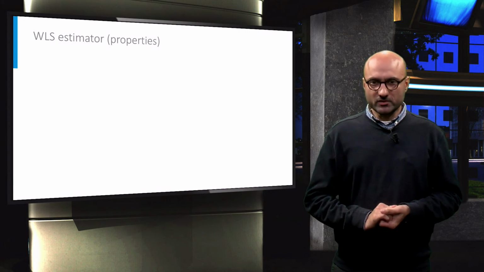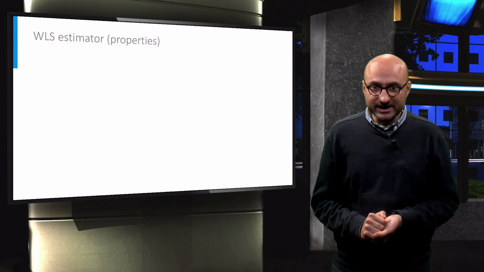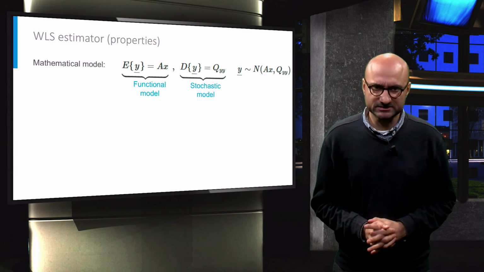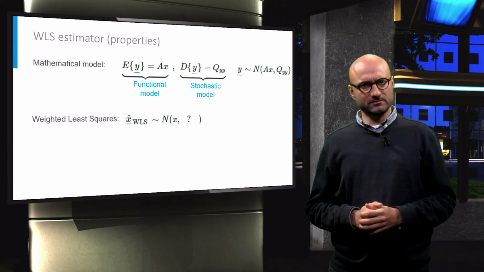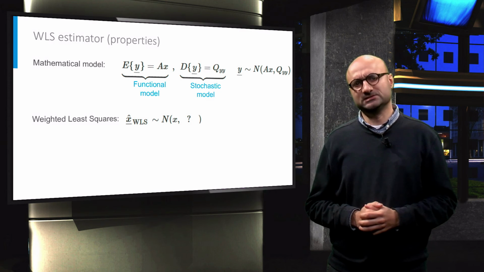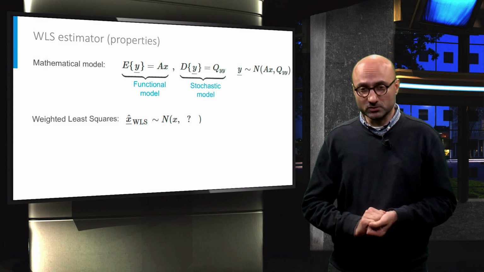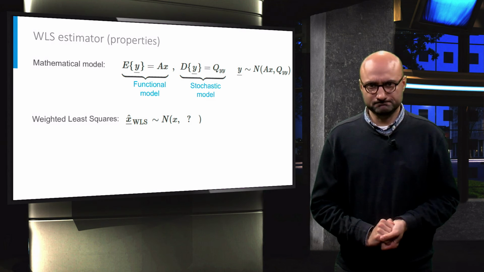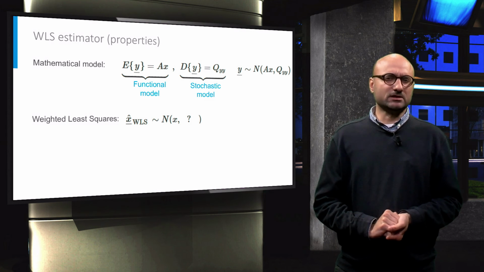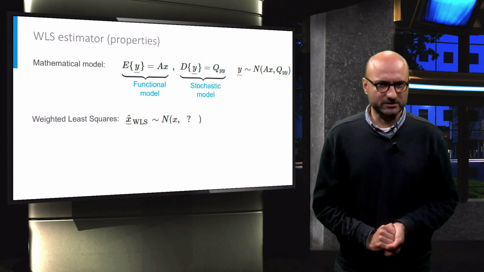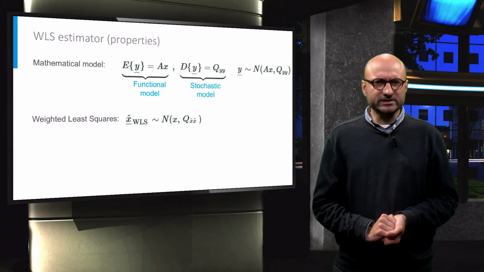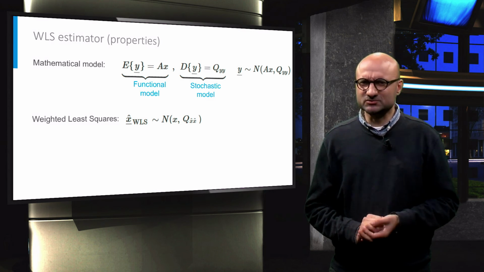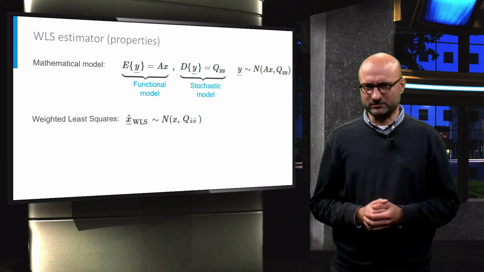Well, so far so good. In this lecture, we learned that in our mathematical model with normally distributed observables, the weighted least squares estimator is a linear, unbiased estimator which itself has a normal distribution with the mean equal to the true value. We can also ask now what would be the dispersion of our estimator, or the covariance matrix of x hat. Note that Qx hat describes the precision of the estimator.